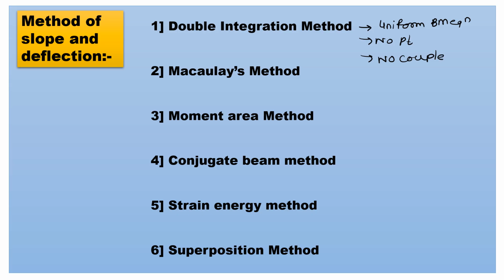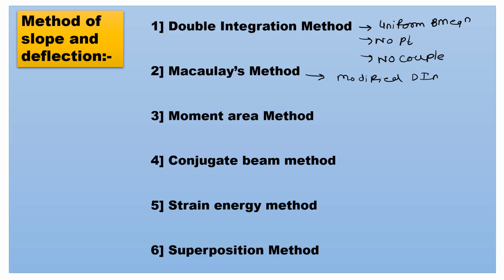Okay, they mention these three conditions, or one of the conditions from these three, and they ask which kind of method you can use for solving the slope and deflection. So these are the three conditions in case of the double integration method. Then next is Macaulay method. Macaulay method is the modified form of the double integration method.